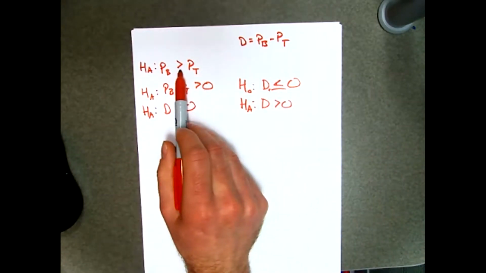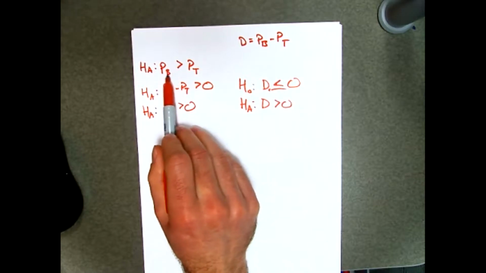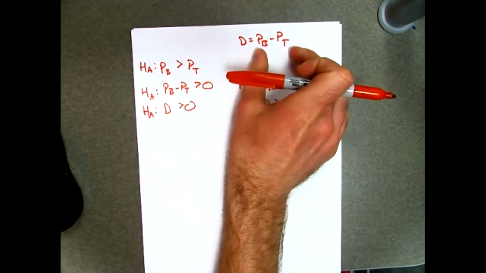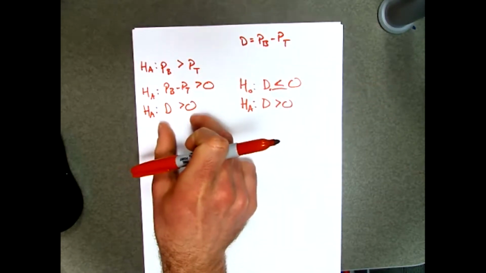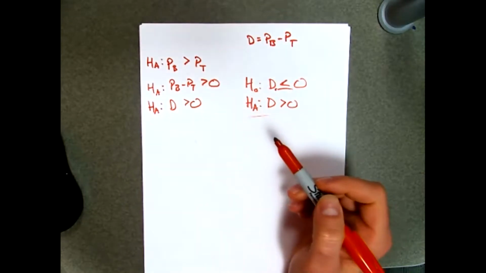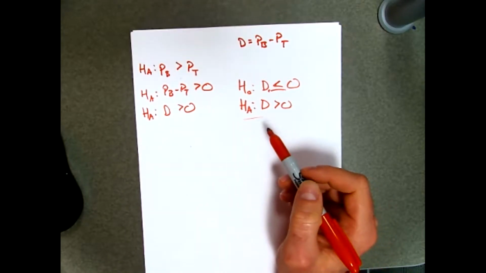The way it usually reads is you're trying to see if one group is greater than another group. Well, what that's really saying is that the difference is going to be positive. Once I identify my alternative, the null is just the exact opposite of that, right? Stacking the deck against myself.